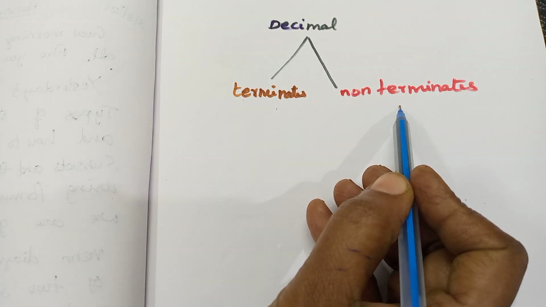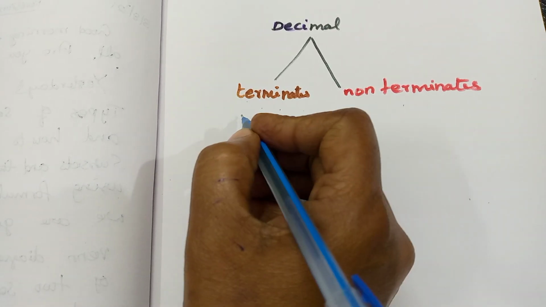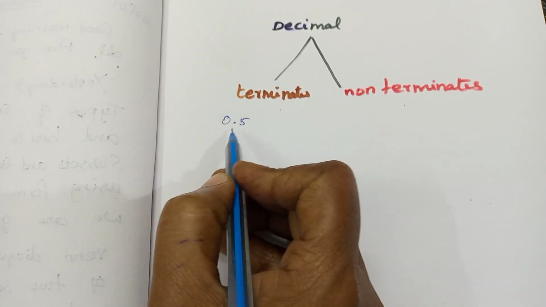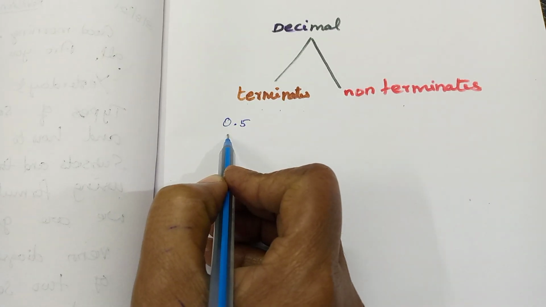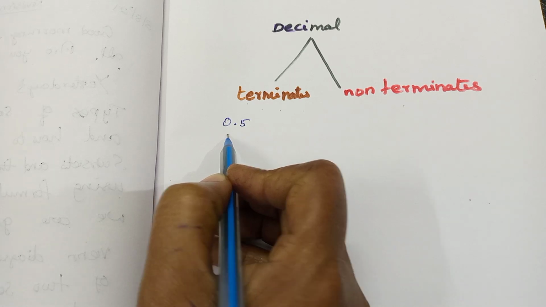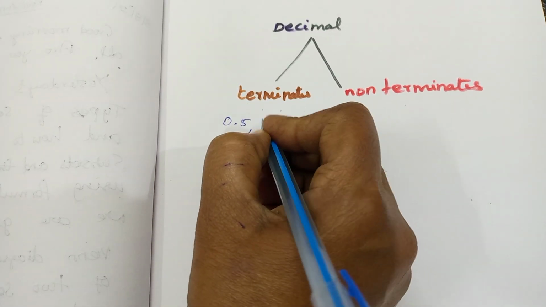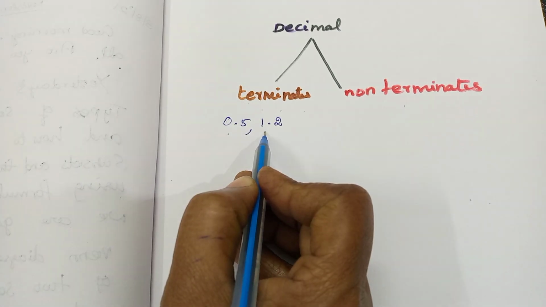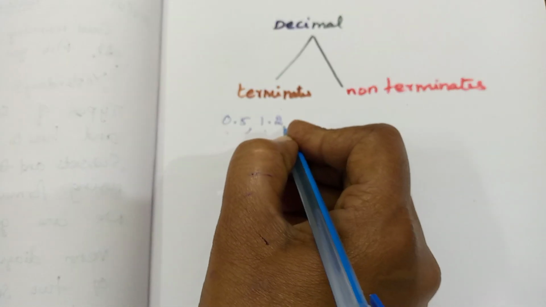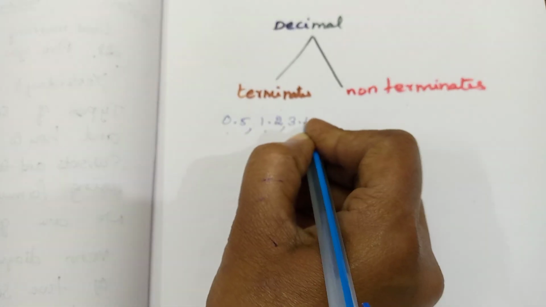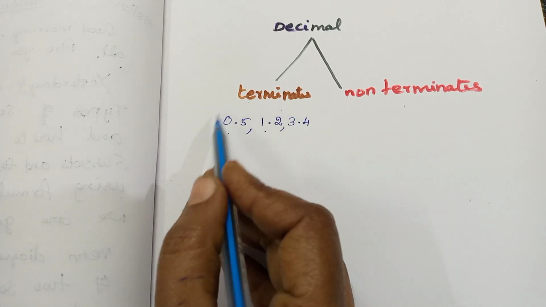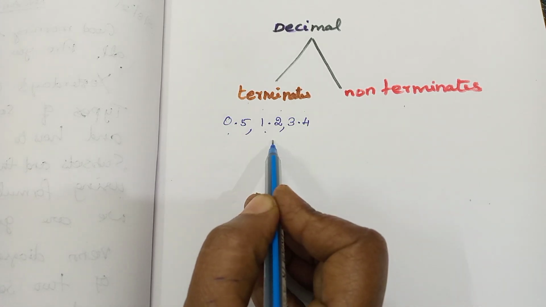What is meant by terminating? For example, 0.5. This is one decimal number. There is an end. And one more example, 1.2. 1.2 is a decimal number. There is an end. Similarly, one more example, 3.4. There is an end. This type of numbers are terminating.